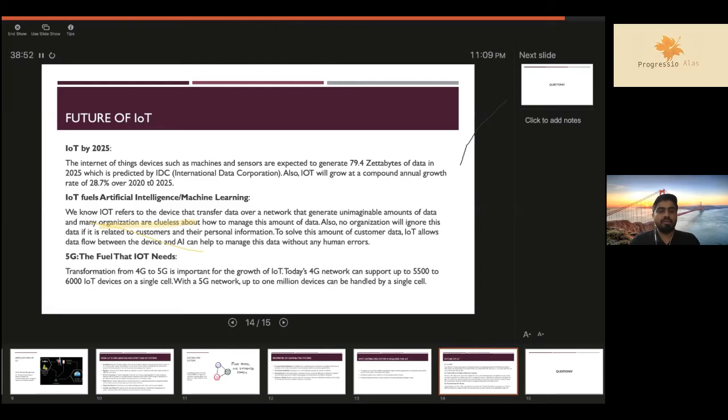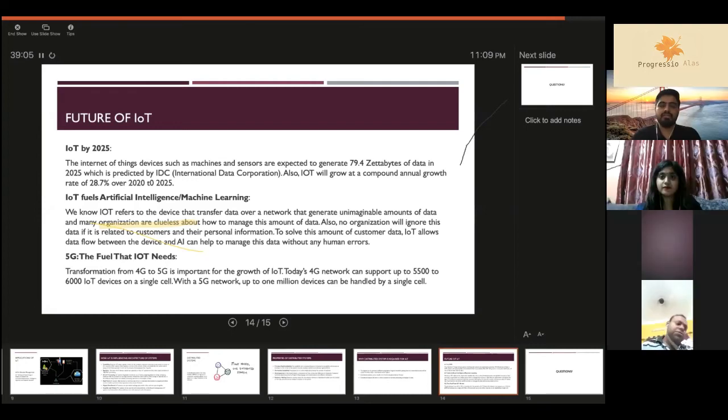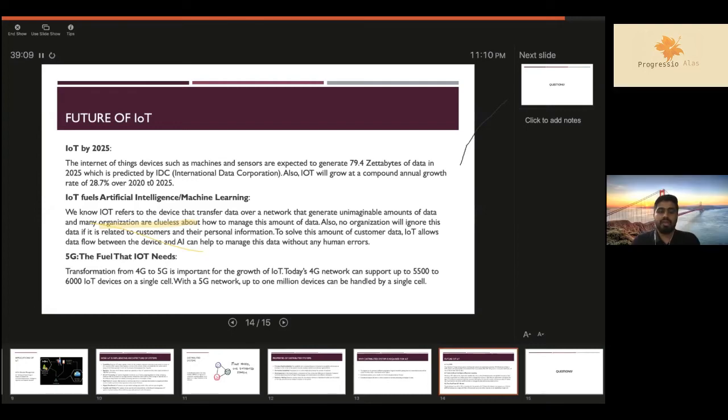So IoT allows data flow between the devices, and AI can help to manage this data without any human errors. So that's where artificial intelligence and machine learning will shine in future to help the Internet of Things and to store the amount of data it has.